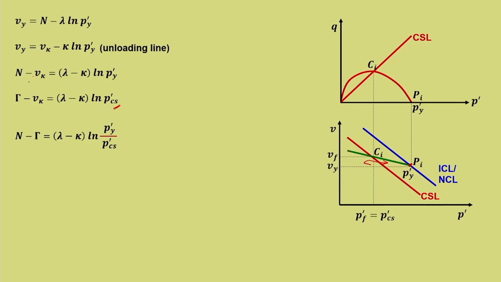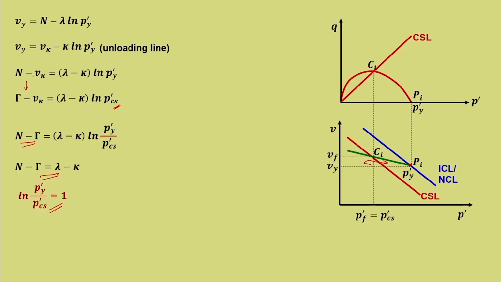Now, this minus this will give n minus gamma is equal to lambda minus kappa ln p dash y minus ln p dash cs, and that will give ln p dash y upon p dash cs. But we have already derived the relationship n minus gamma is equal to lambda minus kappa. Substituting that, we can write ln p dash y upon p dash cs equal to 1. This is where we started off, that this particular relation holds good.